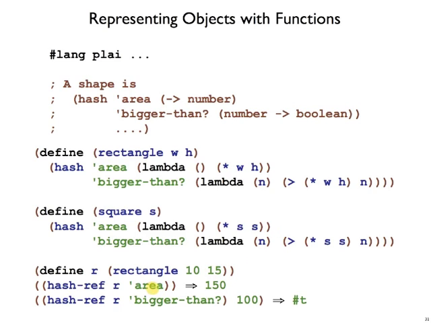To call a method now, we have to use the object as a hash table, pull out something with the right name, and then apply the result of that. So there are two right parentheses here. That's because this one is the hash-ref parenthesis. It pulls out the area function. This one calls the area function. Similarly, this parenthesis pulls out the bigger-than function, and this parenthesis calls the bigger-than function with the argument 100, and because 150 is greater than 100, we get a true value back.